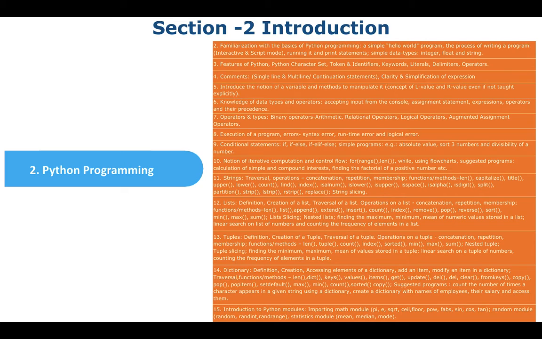Section 2 is all about Python programming, in which I cover some basics of Python programming, that is, we will be able to know how to write Python programs, what the modes are and their differences. Then we'll have features of Python programs, comments, data types, operators, conditional statements, string, list, tuple, dictionary, and Python modules. Also, during each chapter where the syllabus mentions a program, you will also see the programs for those corresponding sections.